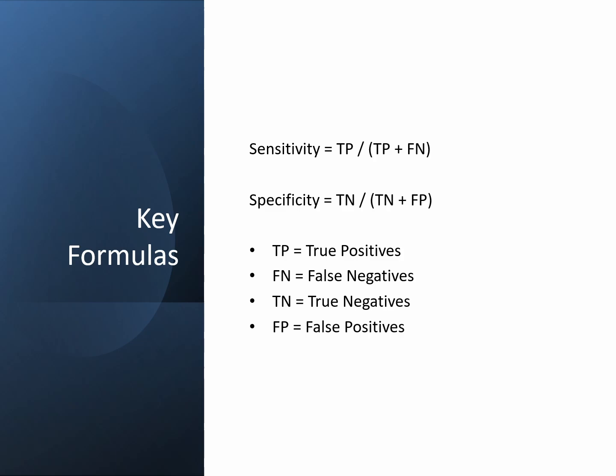Before performing ROC analysis, we calculate sensitivity and specificity. Sensitivity measures the ability to correctly identify patients who died. Specificity measures the ability to identify patients who survive.